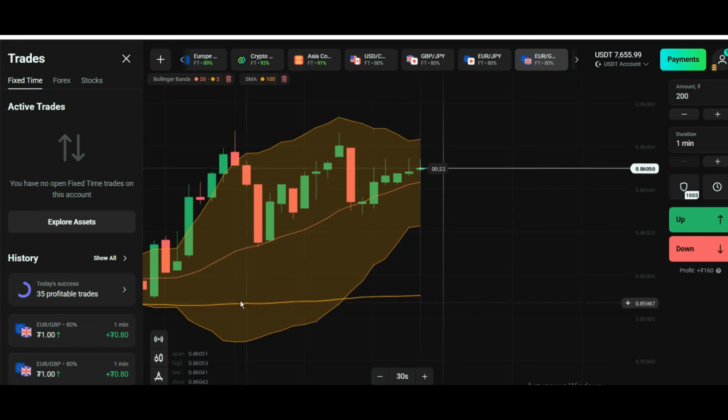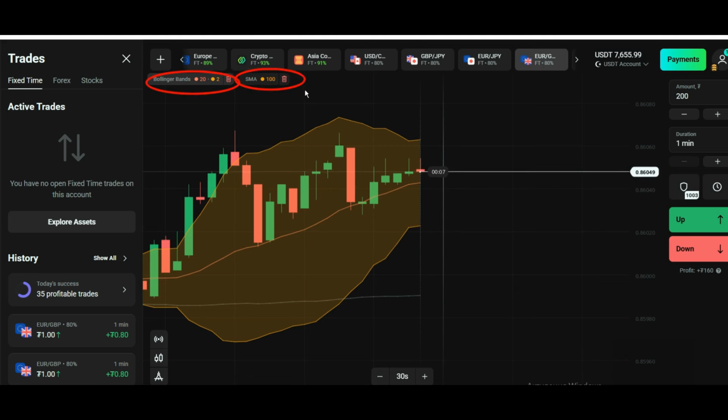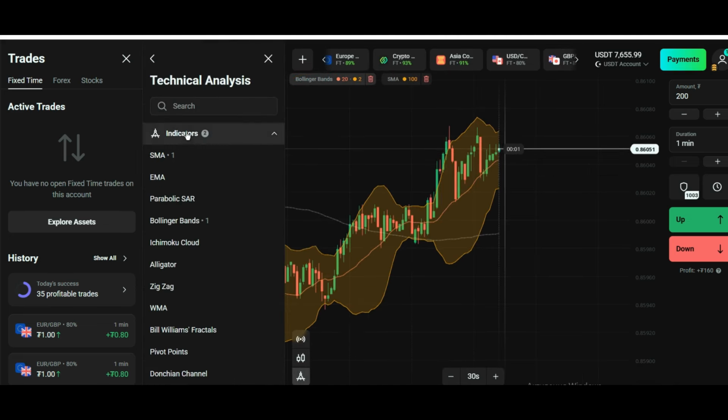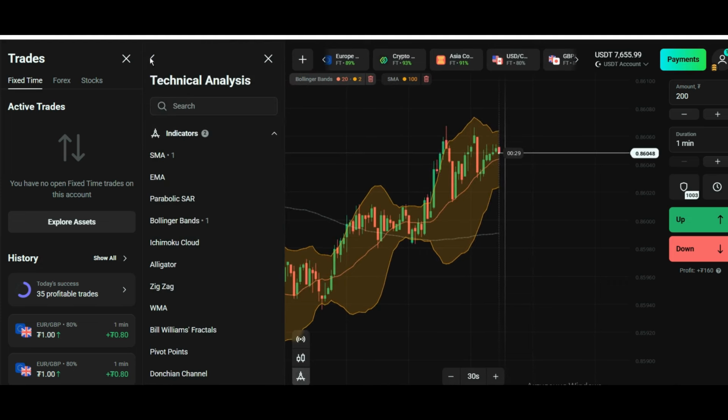First of all, we add to the chart the indicator Bollinger Bands with periods of 22. These are standard periods, as well as the SMA indicator with periods of 100. You already know how to add an indicator. I showed you in the previous video. We go to the indicators and add them.